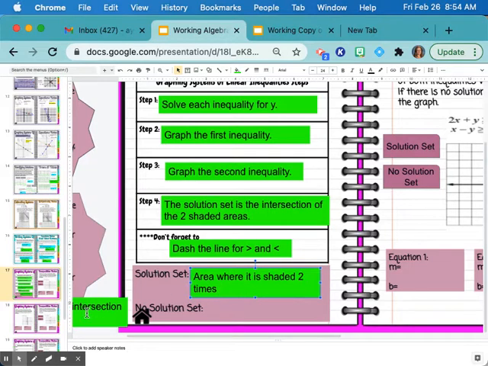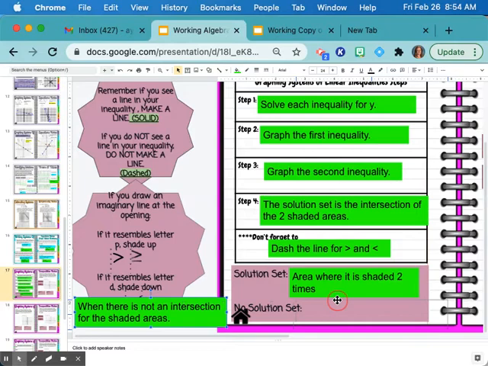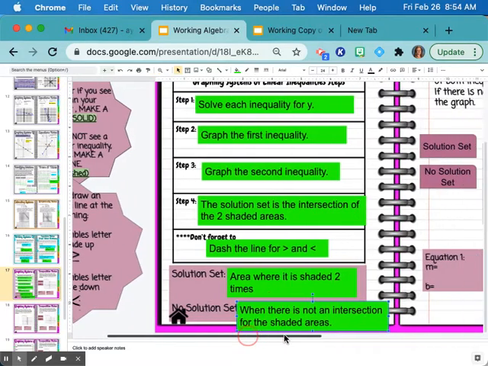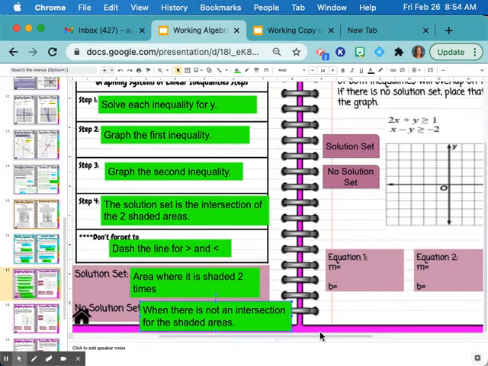And then if it has no solution set, it will be where there is not an intersection for the shaded area. So sometimes it won't even intersect the 2 shaded areas. So that's whenever you have a no solution set.